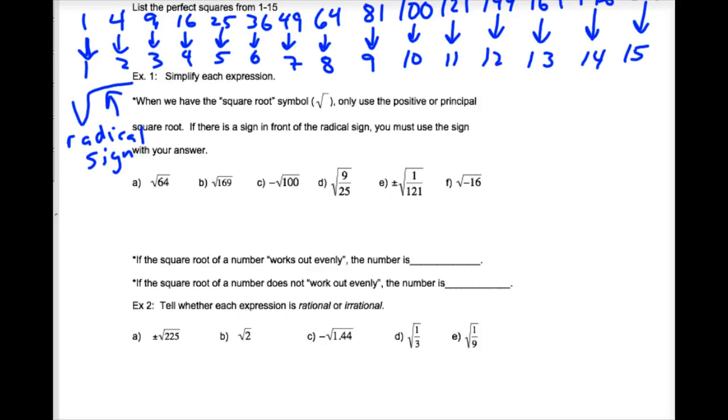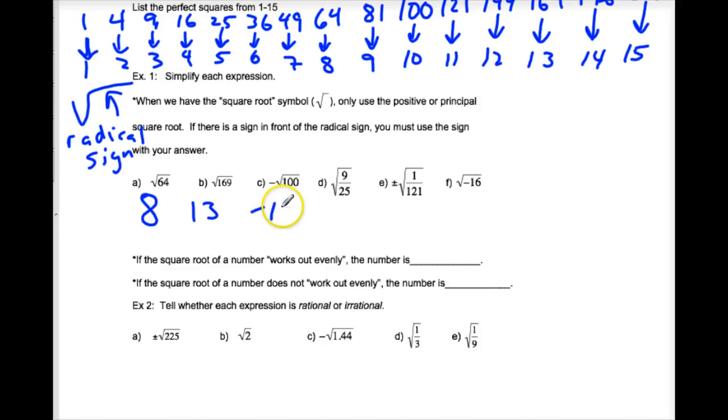Anyways, let's worry about just the positive or the principal square root, unless there's a sign in front of it. What's the square root of 64? 8. That's the principal square root. Negative 8 is also a square root of it, but because the directions said we're going to use only the positive or principal one. What's the square root of 169? 13. What's the opposite of the square root of 100? Negative 10.